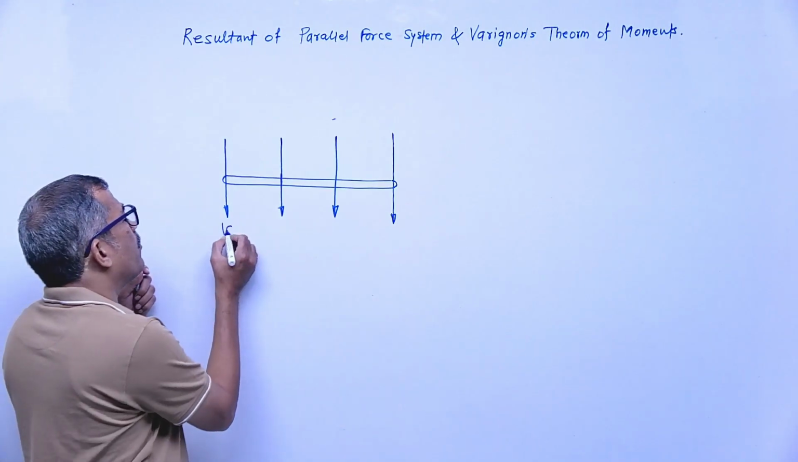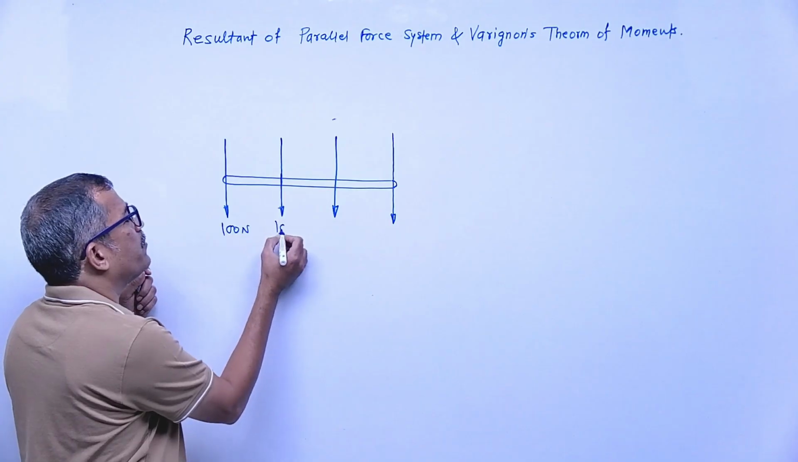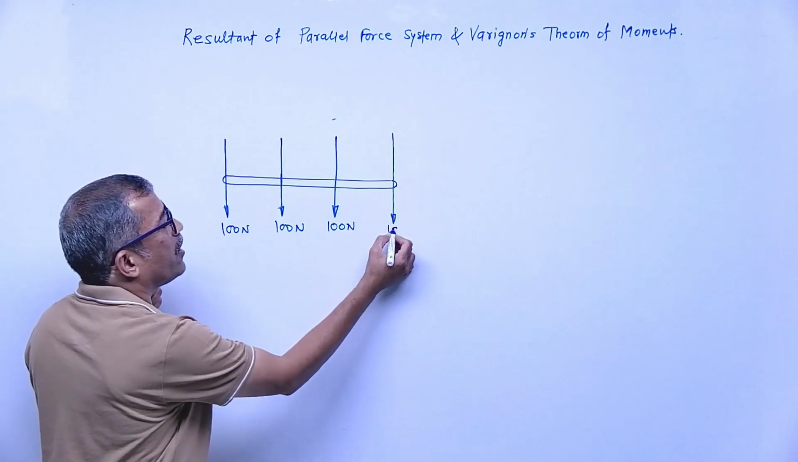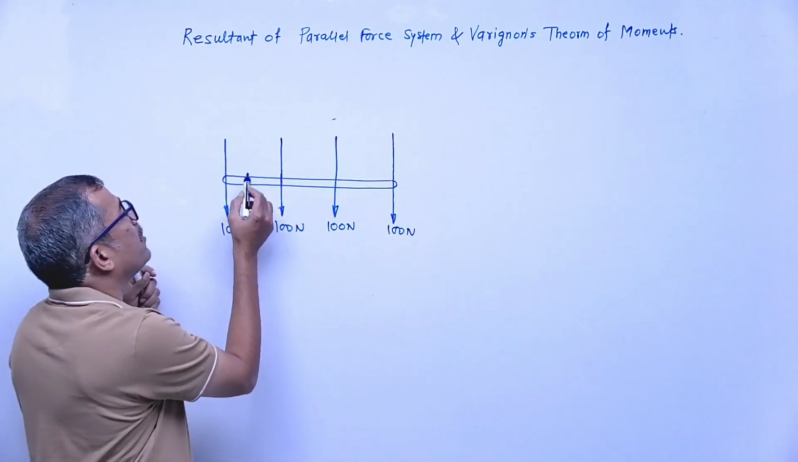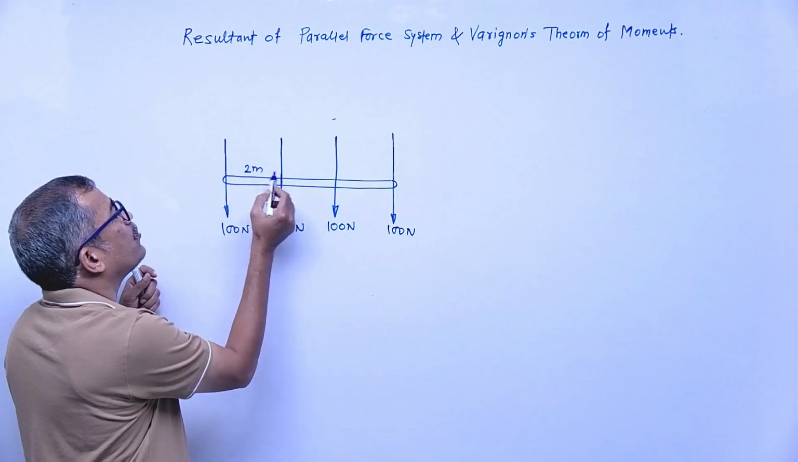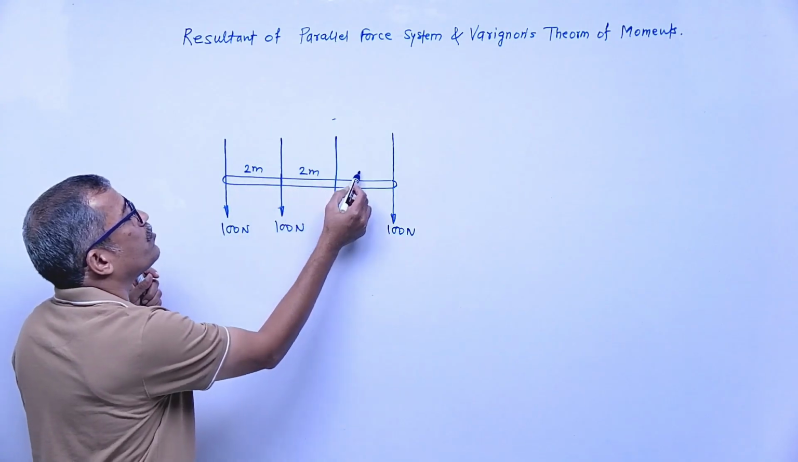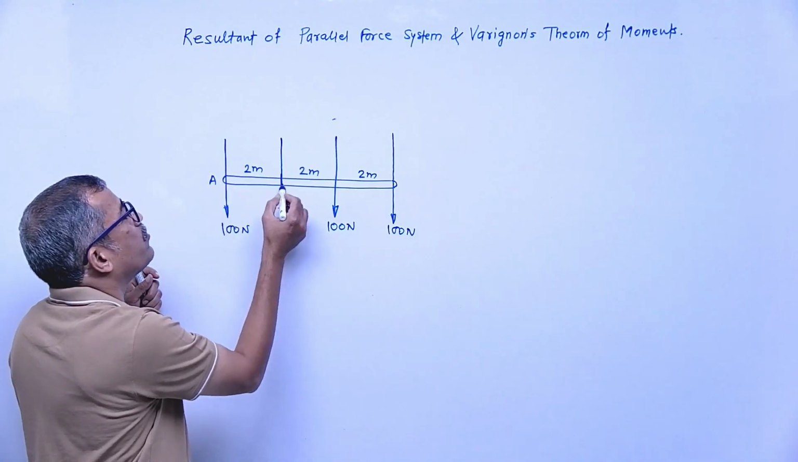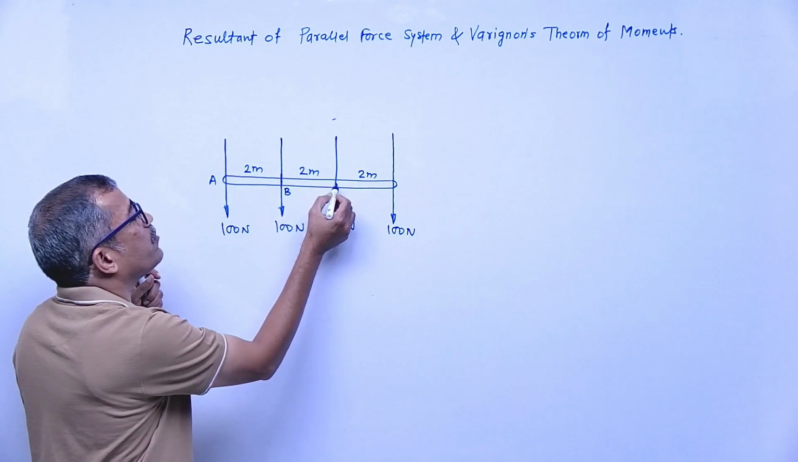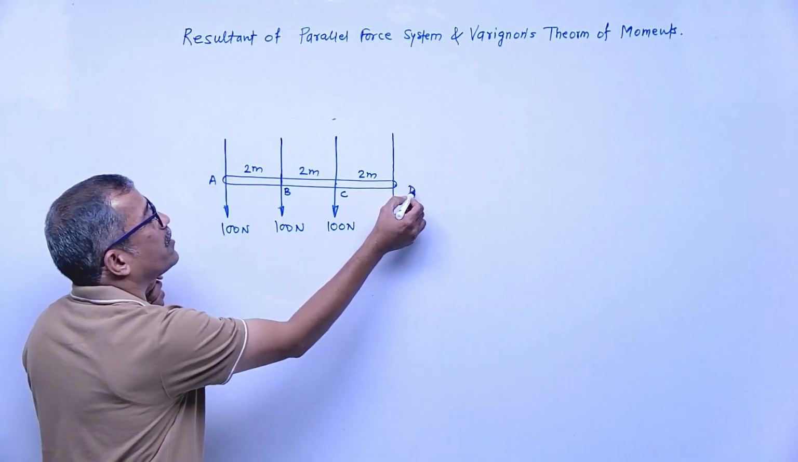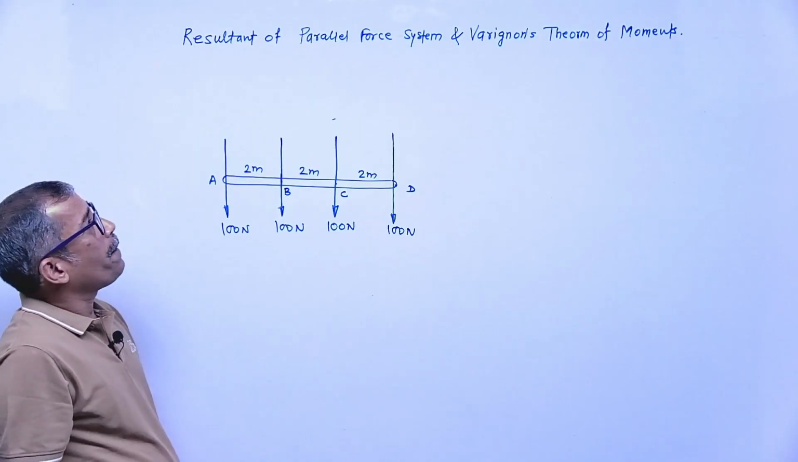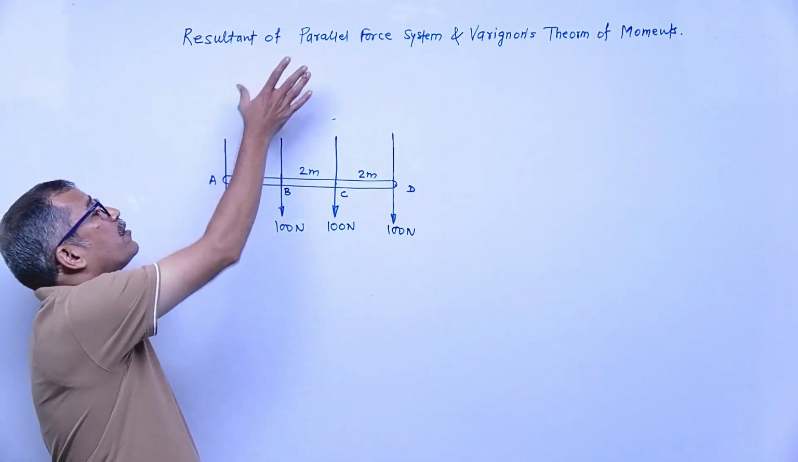Say the magnitude of all forces is the same, 100 Newton each. This distance is 2 meter, this is also 2 meter, this is also 2 meter. Say this point is A, this point is B, this is C, and this is D. Simple, a parallel force system is given. Now we need the resultant of this force system.